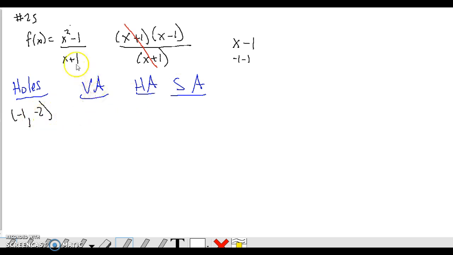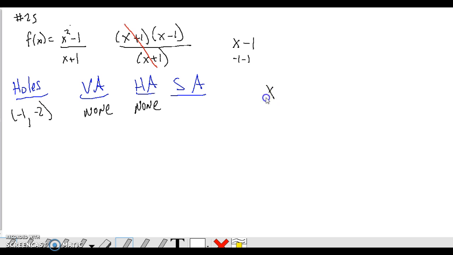Now, funny thing about this, notice that because I got rid of the denominator, there actually is no vertical asymptote. There is no horizontal asymptote either, so none. And really, there's no slant asymptote either. So even though this is one more than the other, you want to have something in your denominator to divide out.